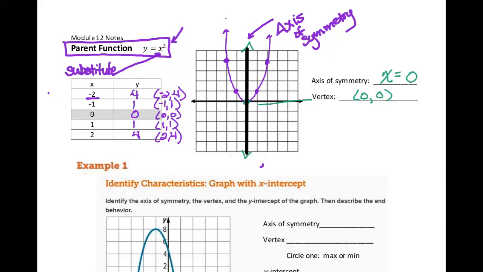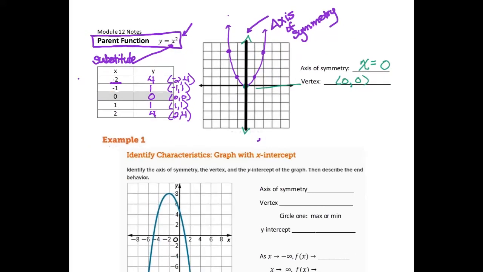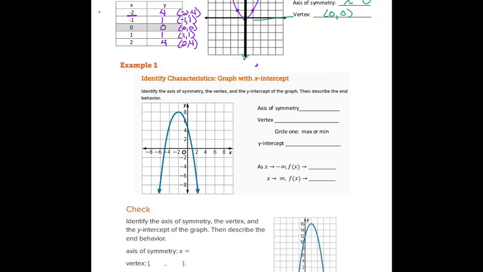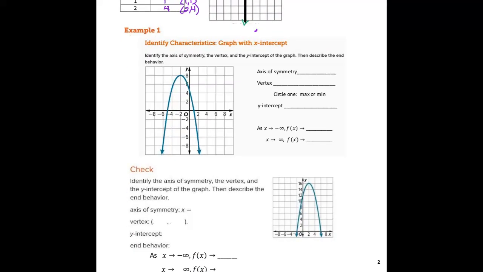Questions about that? No? Okay. All right. So let's go to example 1. This is part of what we were hoping to get through yesterday. I'm going to do example 1 with you, and then you're going to do the check at the bottom on your own.